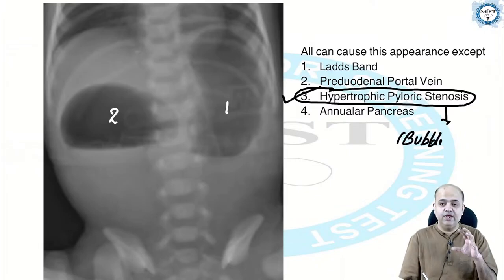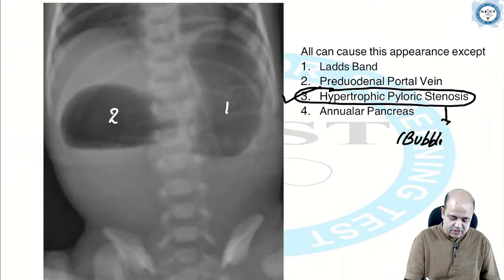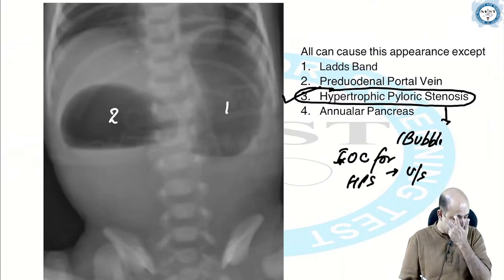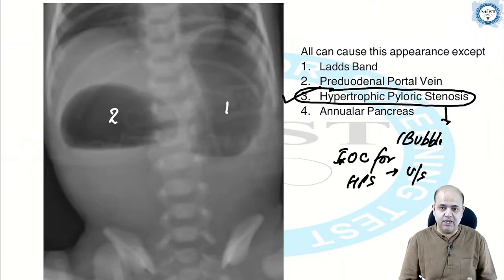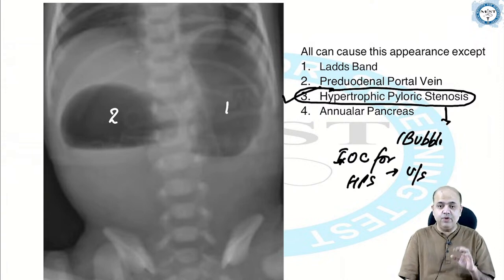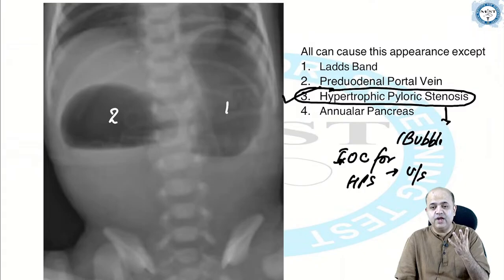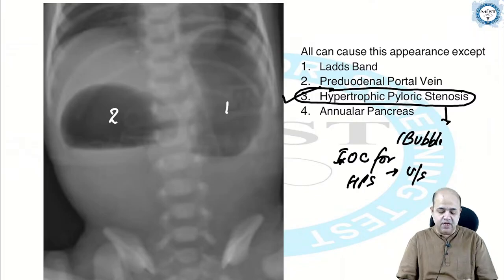Non-bilious vomiting, young infant, male child, 4 to 6 weeks. And what is the investigation of choice for hypertrophic pyloric stenosis? It is ultrasound. Rest of them also cause duodenal obstruction, and that is the reason why they can present with the double bubble appearance. So in the MCQ, it is not necessary that we know about all the options. We should identify which option we know from all these 4, and then try to correlate with the other options. Okay.